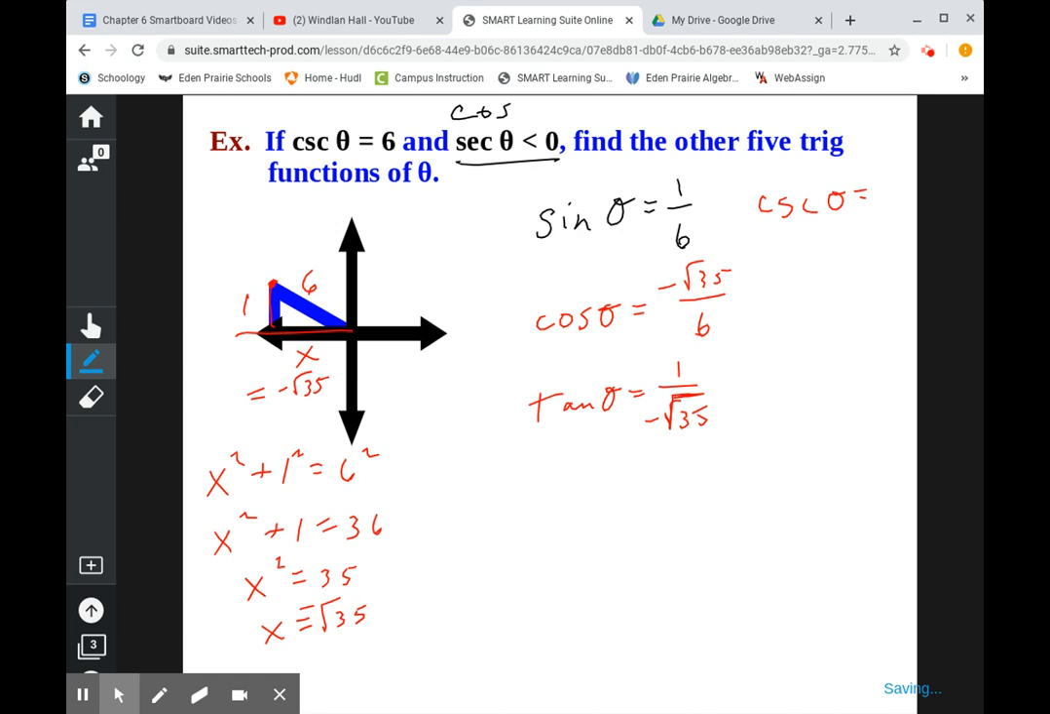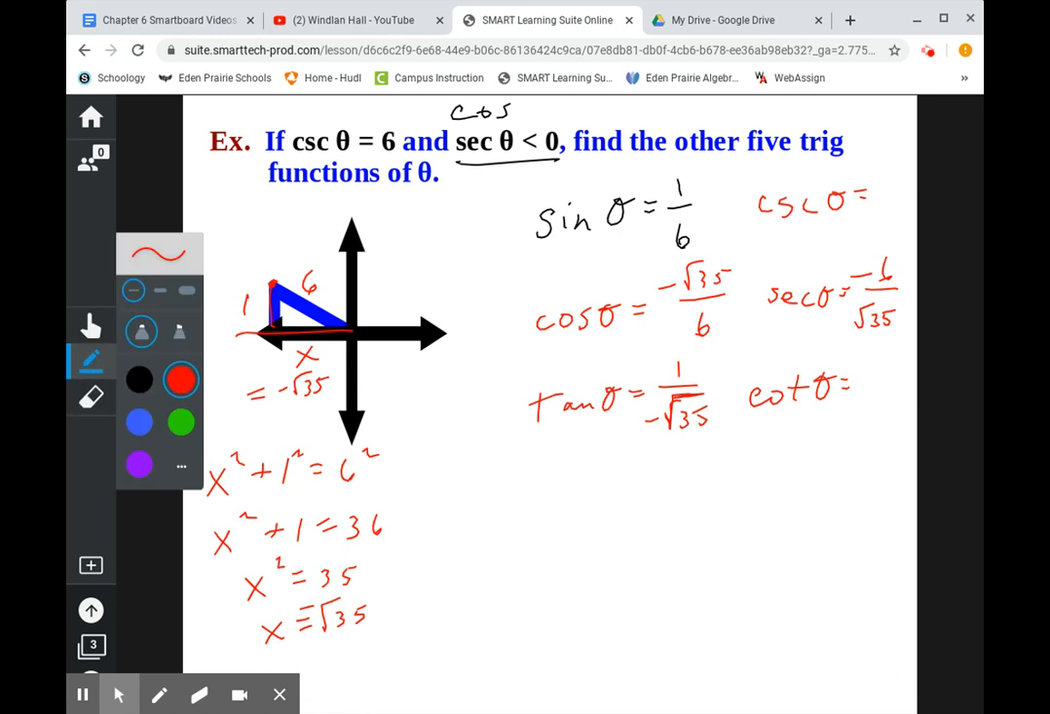The reciprocal of the cosine is the secant of theta. Flip that over, it would be negative 6 over square root 35. If they want you to rationalize that, you'd rationalize it by multiplying top and bottom by square root of 35. And the cotangent of theta is negative square root of 35 over 1, which is just negative square root of 35. Let me write that just a little bit better so you can see it better.